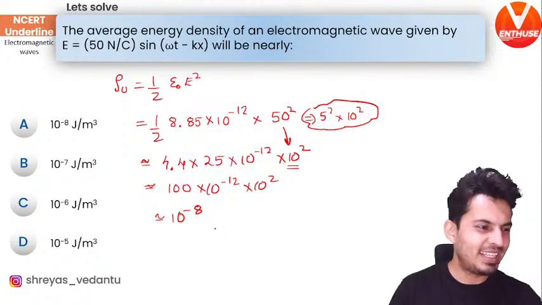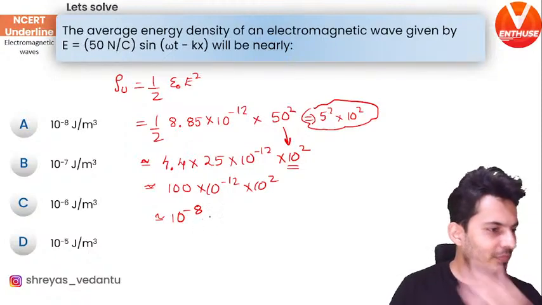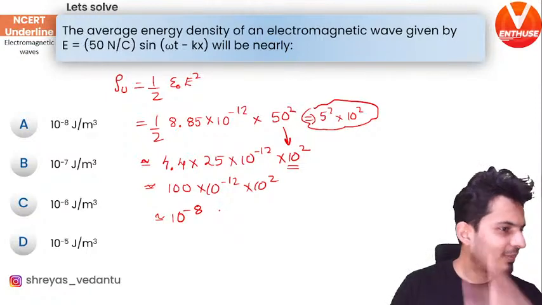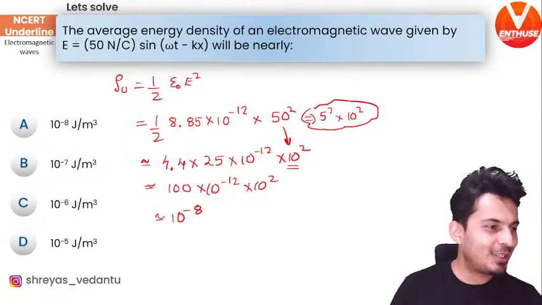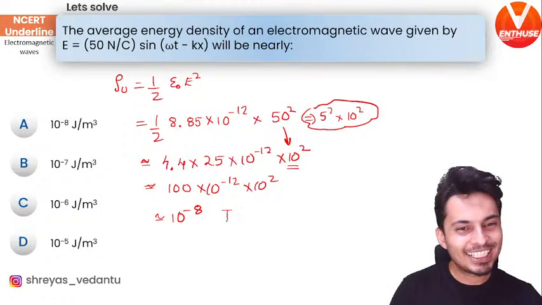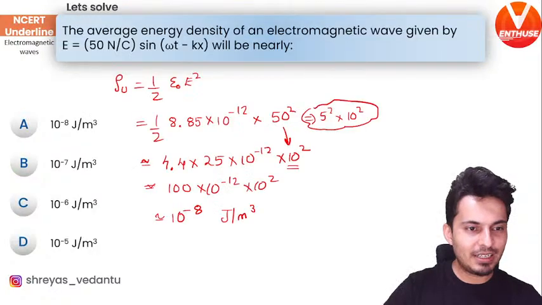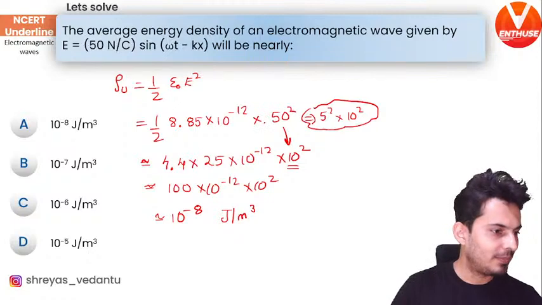No, it's not D. Okay, so joules per meter cube. Yes, that's the answer, 10 to the power minus 8. I'm not sure where you guys made a mistake. In case you wrote 10 to the power minus 5, just check where you made a mistake.